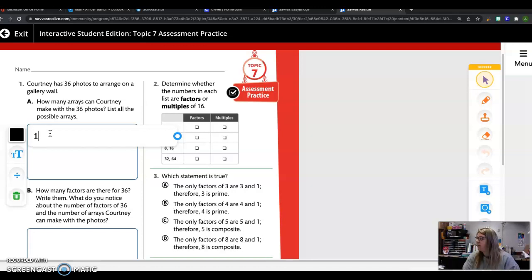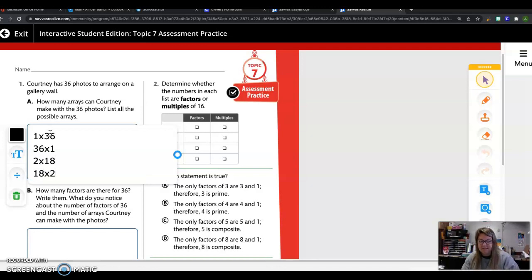So what's one of the first ones? 1 times 36. What's another one? 2 times 18. You're correct, but let's not skip ahead. Let's look at this again. We can do 1 by 36, or we could also do what? A 36 by 1. And then I heard somebody say we could do a 2 by 18, or we could do a what? An 18 by 2.